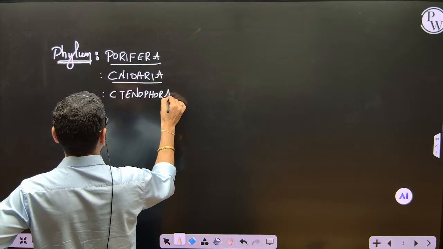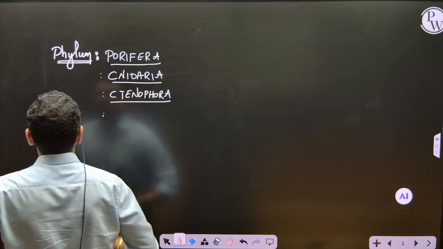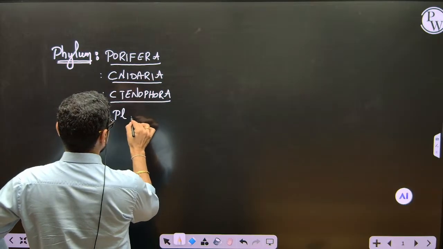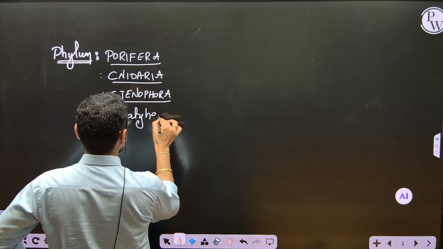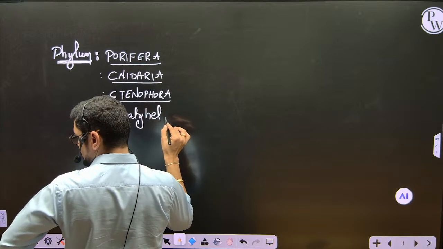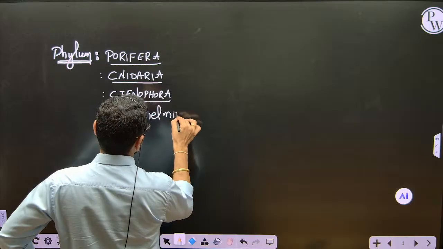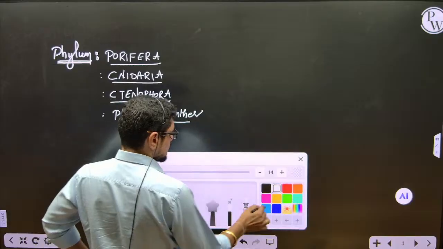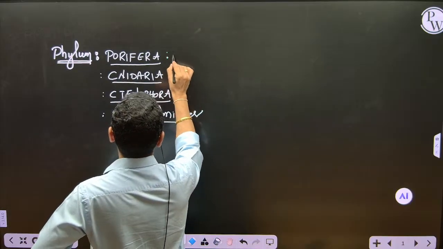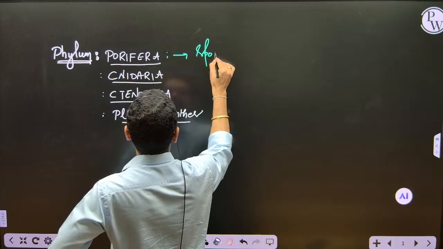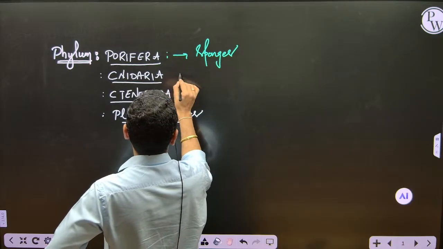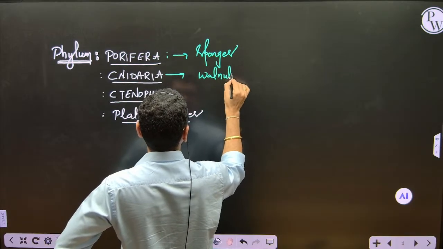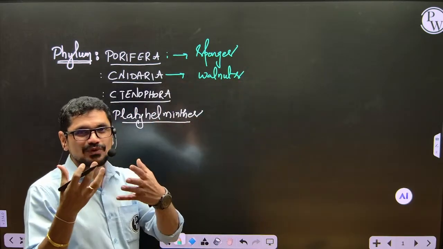Phylum Ctenophora. Okay, and Platyhelminthes. P-L-A-T-Y-H-E-L-M-I-N-T-H-E-S. So this is another group. Platyhelminthes is another group, right? Examples of these phyla, I already explained. Phylum Porifera includes sponges. Cnidaria includes sea walnut. I already explained this, right? Sea walnuts. The shape is something like the walnut we generally eat.